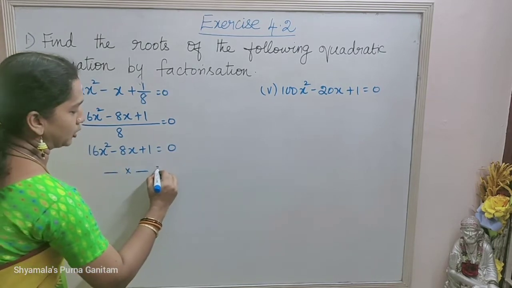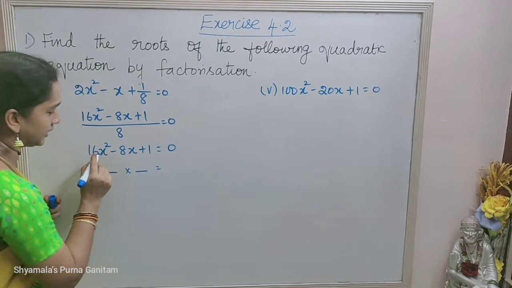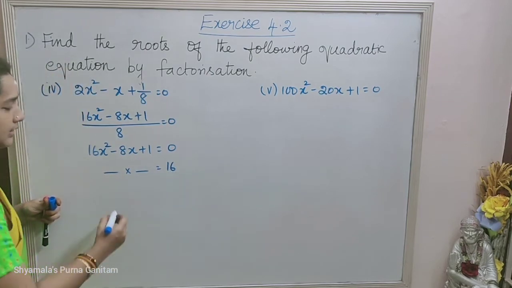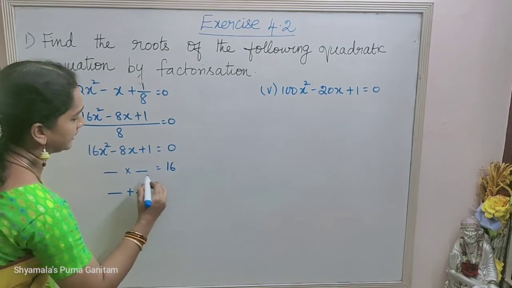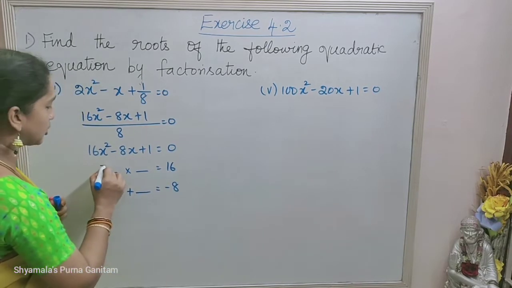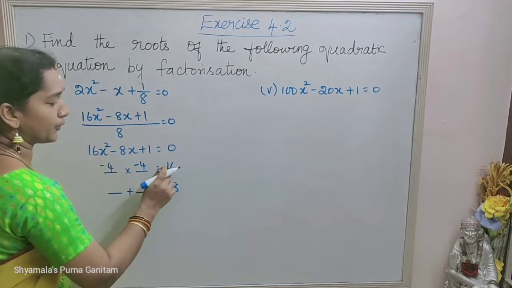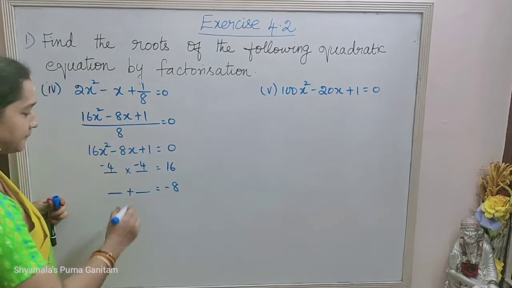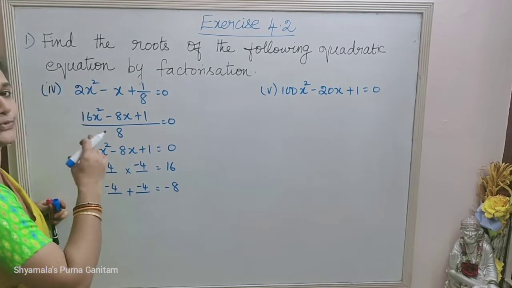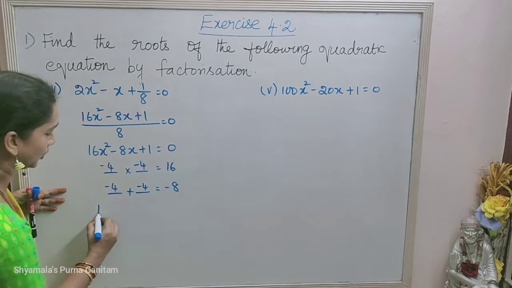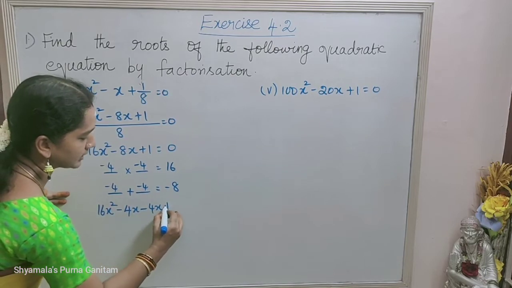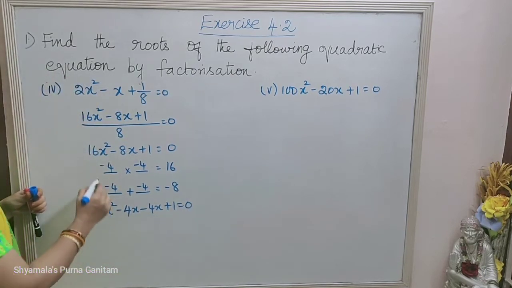So here for x squared, the coefficient is 16. So you have to find two numbers which multiply to give 16 and when you add them, you get minus 8. So minus 4 and minus 4 you will take. 4 fours are 16, minus into minus is plus. And if you add minus 4 and minus 4, like signs are there, so you will get minus 8. So the equation becomes 16x squared minus 4x minus 4x plus 1 is equal to 0.